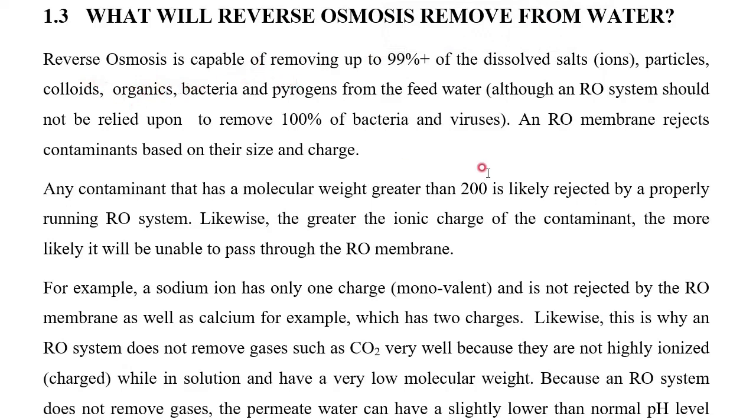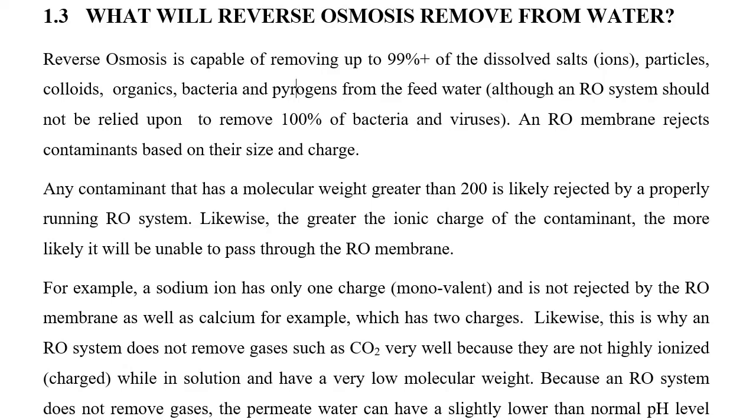the feed water. But we can't rely upon the process to remove 100% of bacteria and other things like viruses. We have to be careful. It rejects contaminants based on their size and charge. For example, if a good reverse osmosis system is present and running properly, it can reject any contaminant that has a molecular weight greater than 200. If it has a molecular weight greater than 200, it is directly rejected by the system.